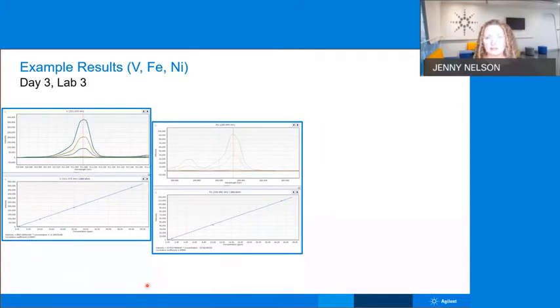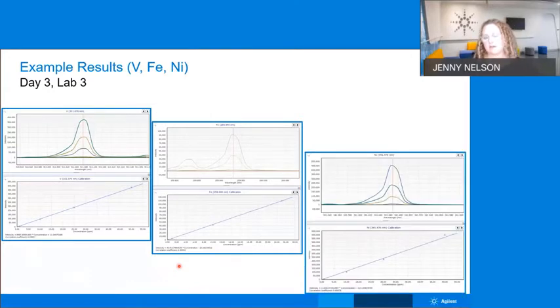The next one we're looking at is iron. And you can see we also have a very linear calibration curve for this. And we had a correlation coefficient of 4.9 as well. And then the third element that we'll show is nickel. And you can see that we had also very linear correlation, our calibration curve, and we had a correlation coefficient of, I think, 0.998. So that is great.